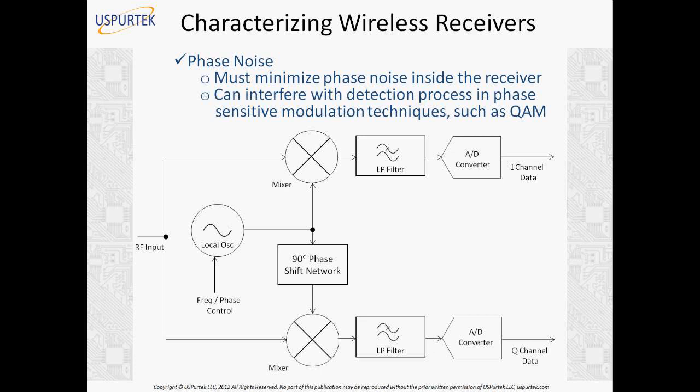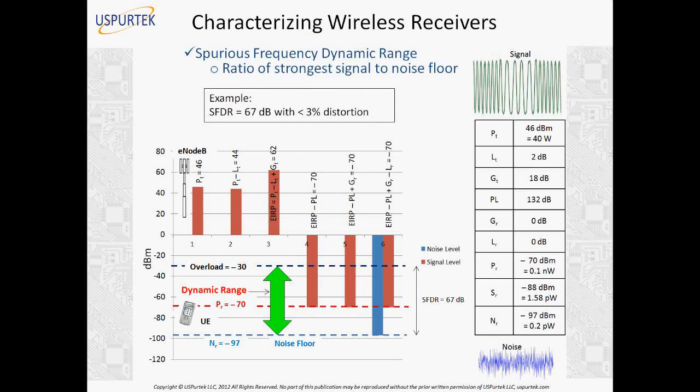Okay, spurious frequency dynamic range, which is nothing but the ratio of the strongest signal to the noise floor. We have talked about a very weak signal so far. So we have sensitivity, and then we have all that stuff. But a very strong signal can also create problems. A very strong signal can cause overload in the amplifiers. So we have to know what is the limit of the signal. How much strong signal can we tolerate in the receiver?